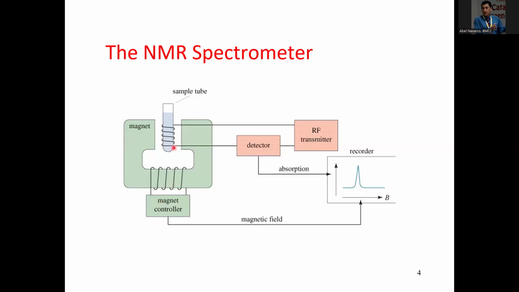Of course, they do that for specific samples. If I'm trying to study aspirin, I wouldn't use that magnet. It's too much. For aspirin, I would use the one at BMCC, which is only 60 megahertz. The 1600 megahertz is for very special cases.